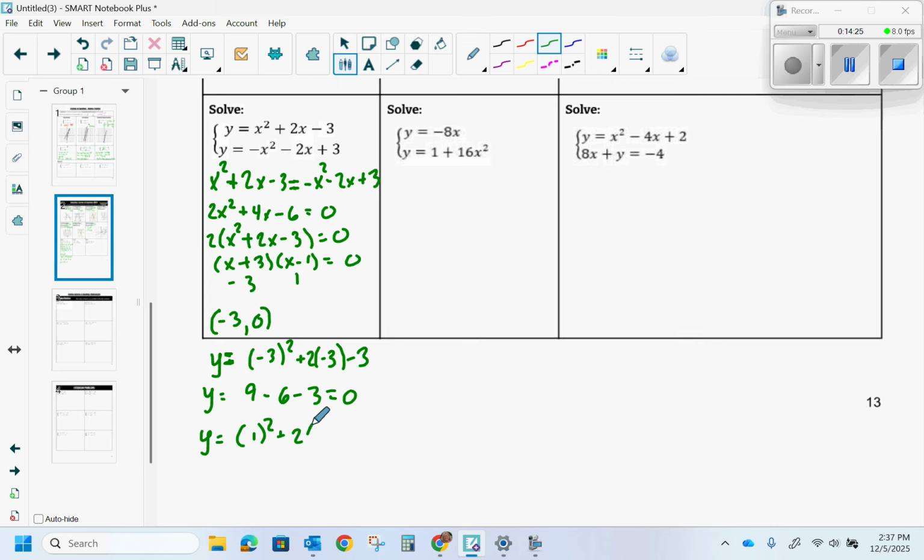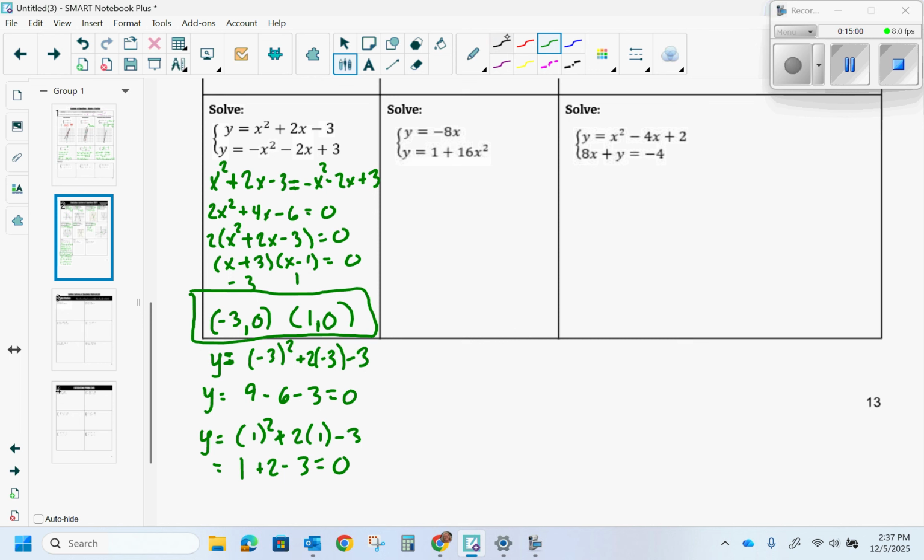Now there is something we have to be careful of, and I'll show that to you on the next example. It does matter where you plug it in. I mean, of course, you're plugging in for x in this example, but if you have a quadratic and a line, you actually have to substitute it into the line. Otherwise, you're going to get extraneous solutions. All right, so let me get back to here. So we have 1 plus 2 minus 3. 3 minus 3 is 0. So at (1, 0). Okay, so those are your solutions there.